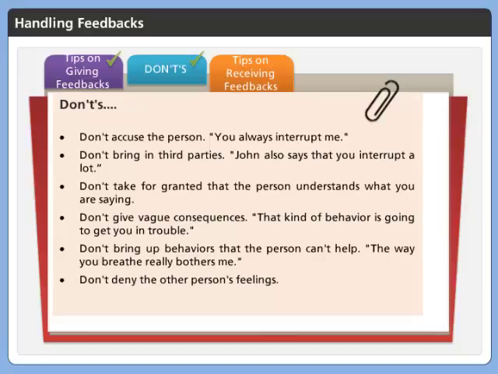Don'ts. Don't accuse the person. You always interrupt me. Don't bring in third parties. John also says that you interrupt a lot. Don't take for granted that the person understands what you are saying. Don't give vague consequences. That kind of behavior is going to get you in trouble. Don't bring up behaviors that the person can't help. The way you breathe really bothers me. Don't deny the other person's feelings.